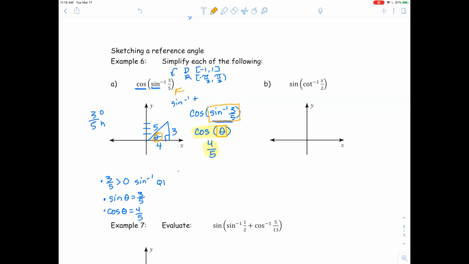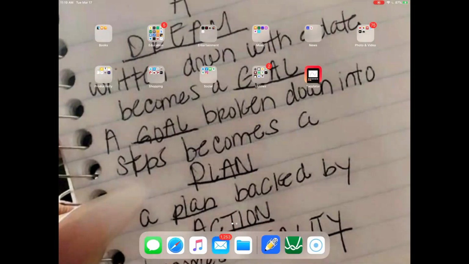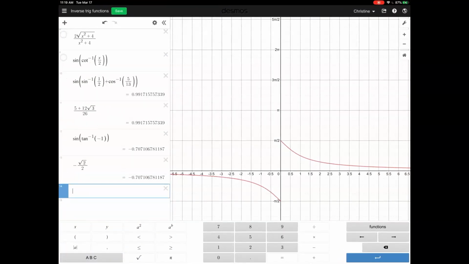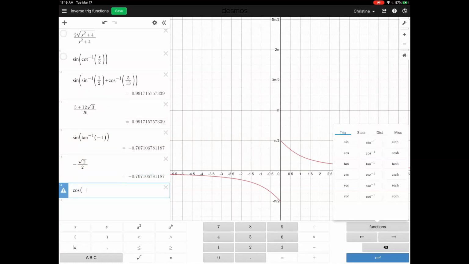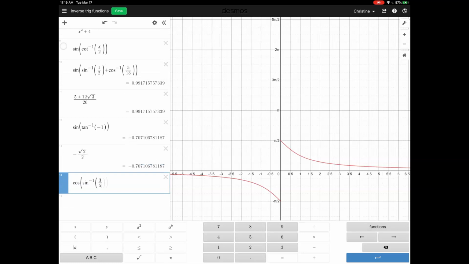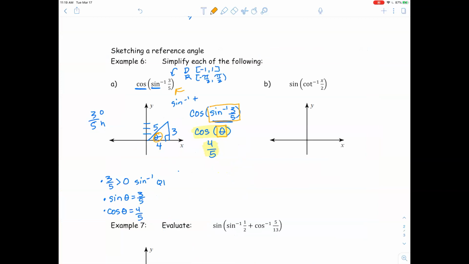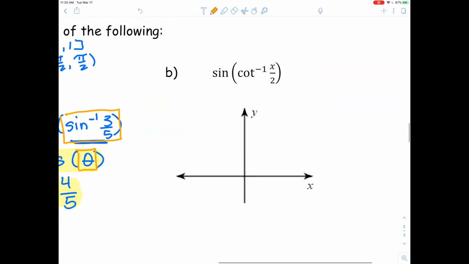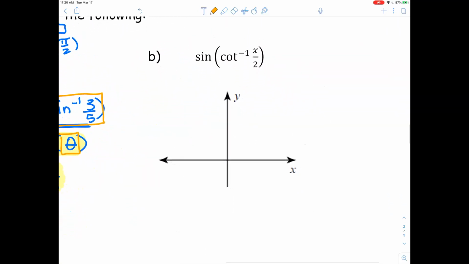Again, I believe you could plug this into Desmos, and so let's go do that. All right, so we're going to do cosine of sine inverse of 3/5, and you'll see that it's 0.8, and 0.8 is equivalent to 80% or 4/5, and so that's true. So our work is true. All right, so let's take a look at this next one.